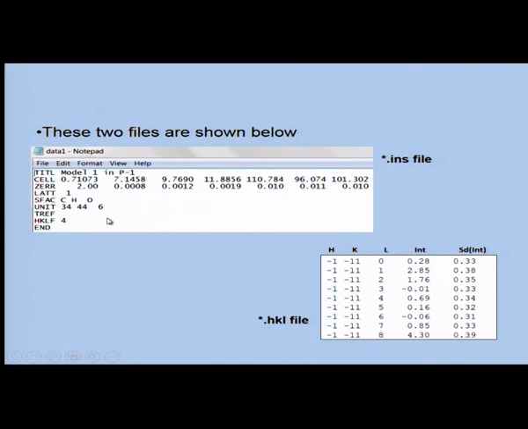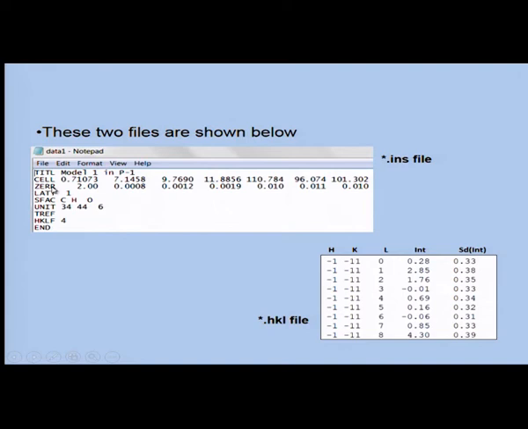Now, I am showing you two files. The first file is known as the .ins file. The title is given; you can give the compound name or space group, everything. Everything starts with 4 letters only. CELL: the first parameter is the wavelength you are using, molybdenum, then the unit cell dimensions A, B, C in angstrom units, and alpha, beta, gamma in degrees.